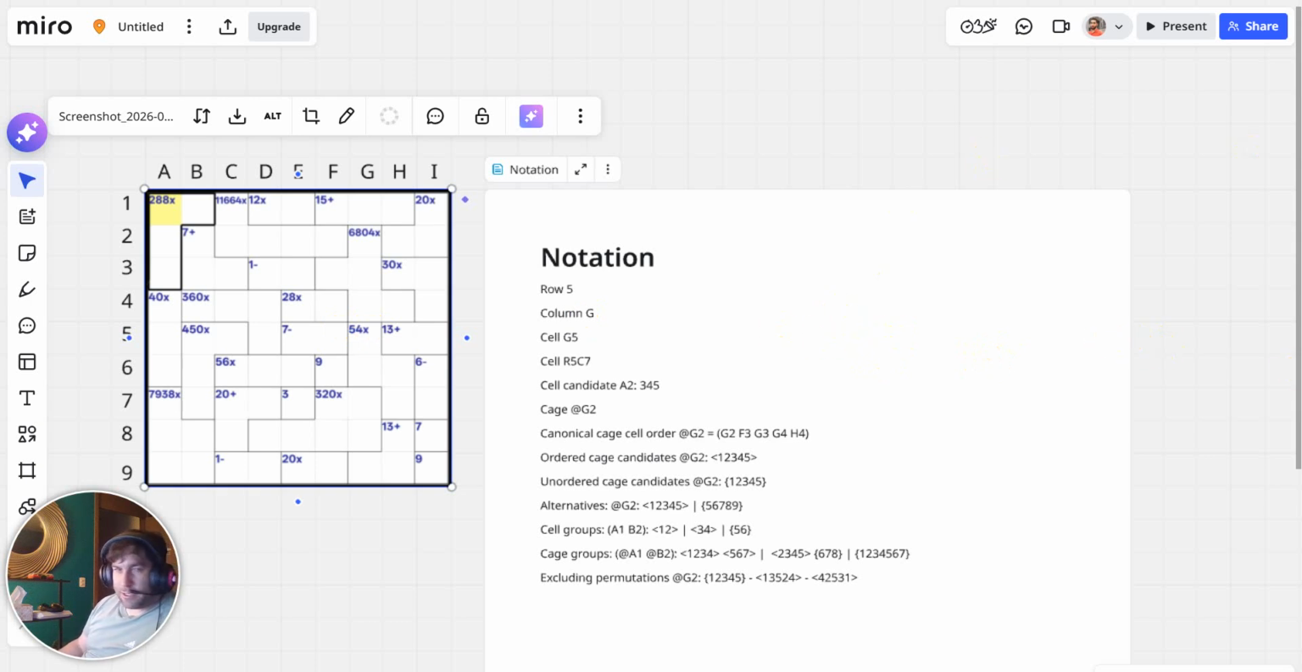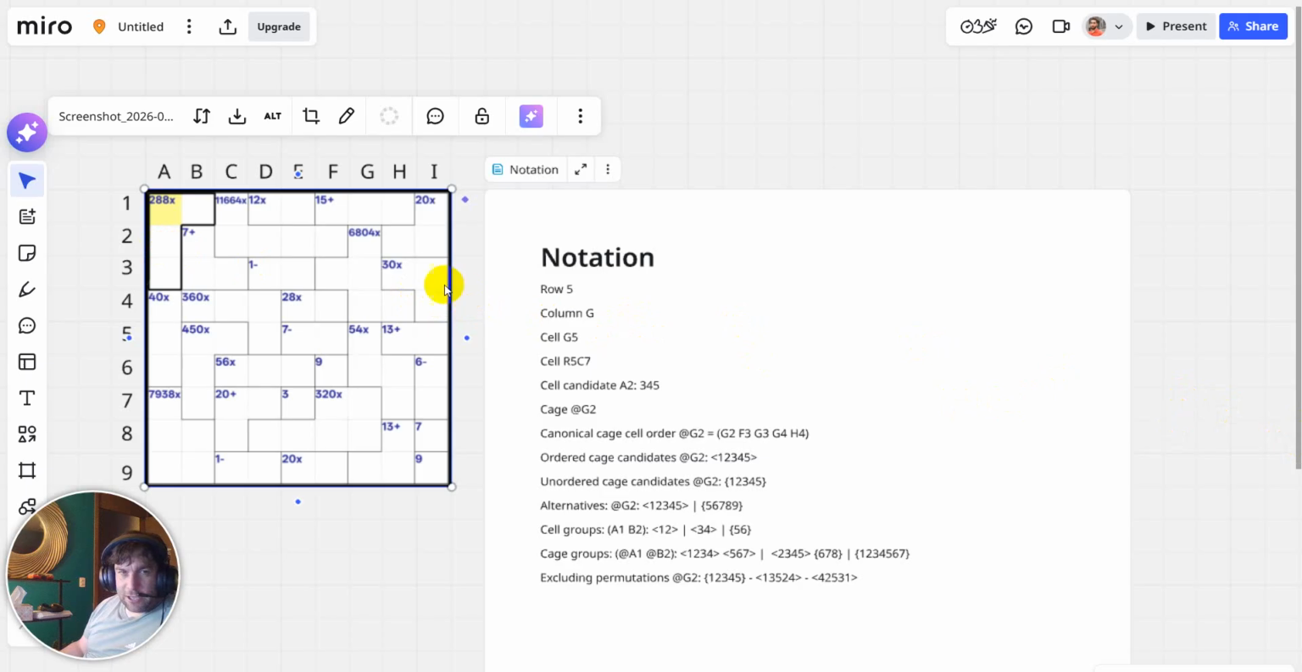Regarding cell candidates, also called possible values, pencil marks, options, domain. Sometimes we need to write that we know, for example, that cell A2 has number 3, 4, or 5. We denote it so we know that there are only these options for the cell. We write down the options, and we will always write them down sorted for consistency and easier look up.